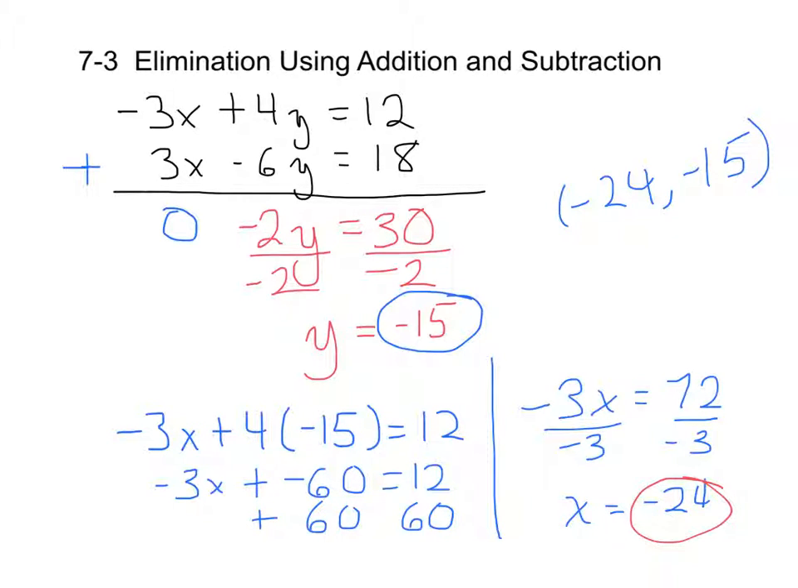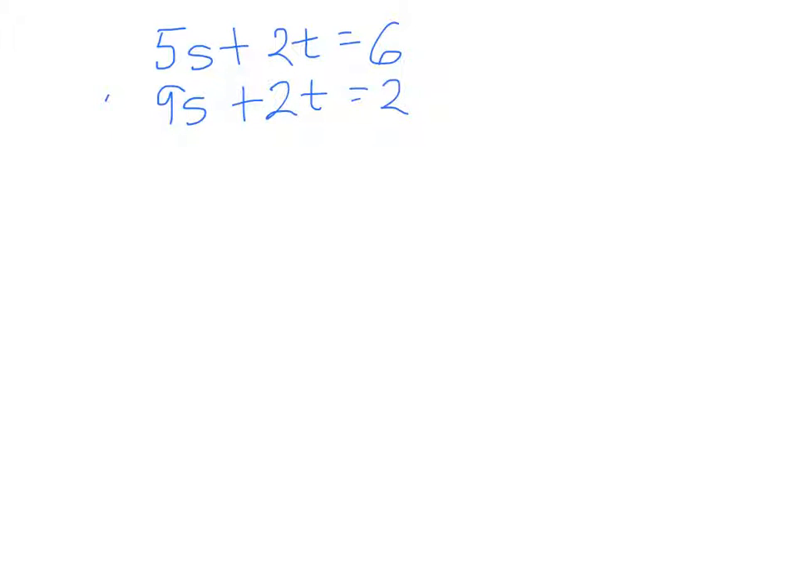Okay, that's my solution. So that's how the elimination method using addition or subtraction works. I'll do one more, and then that should be it. This is what your homework will be for the next day. Okay, let's see, I have two equations. This time I'm going to look at the equations 5s plus 2t is equal to 6, and 9s plus 2t is equal to 22.